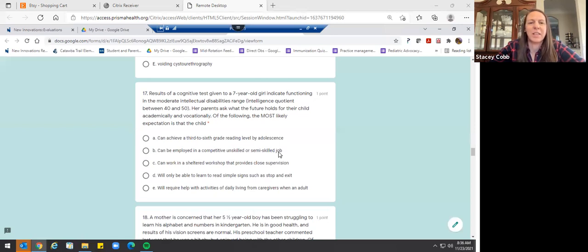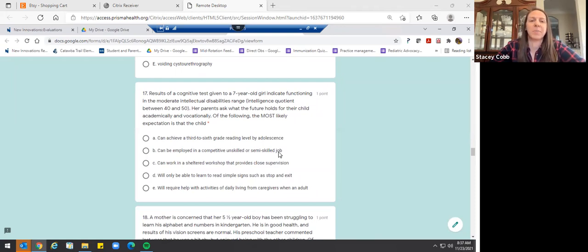So of the following, the expectation is that somebody with an IQ between 40 and 50, that's moderate intellectual disability, like it tells you, which is really nice. That's going to put them at about a 5-6-year-old level. So they're going to need a high level of support, but they can work. So they are the classic sheltered workshop, the one in C. So C can work in a sheltered workshop. The key here is that it says provides close supervision.